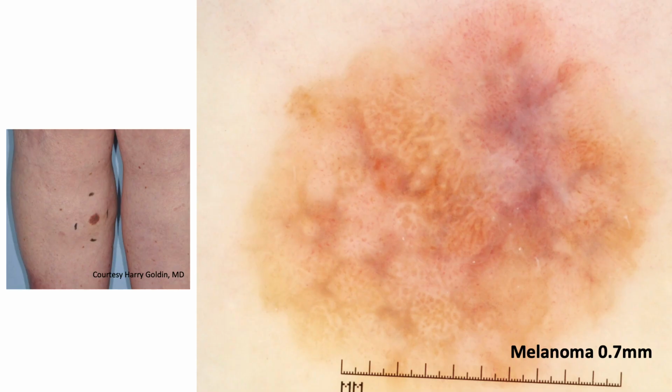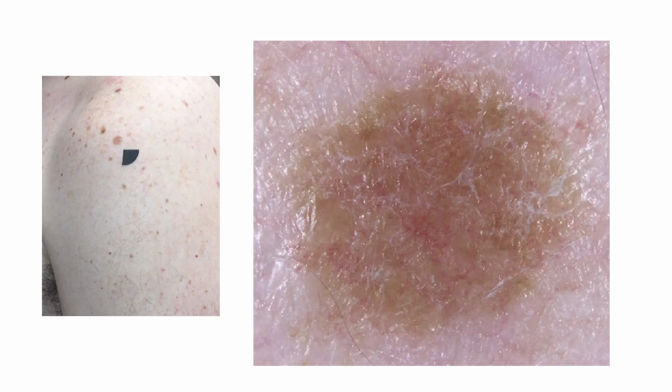Another more striking example of a melanoma, hard to miss on the leg, again showing beautiful negative network. Let's look at some more subtle examples. In this younger individual with atypical mole phenotype, here's a lesion that clinically really doesn't stand out all that much.